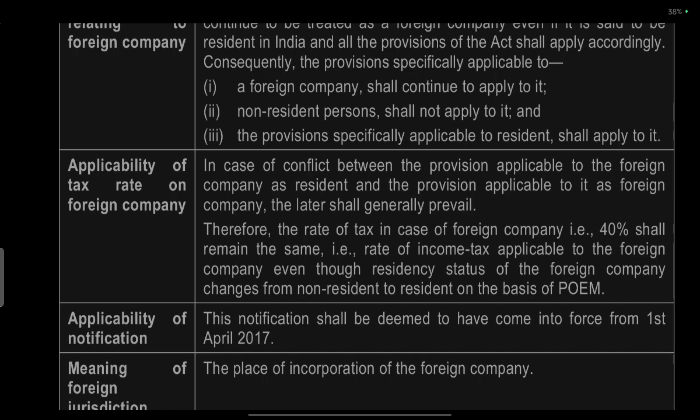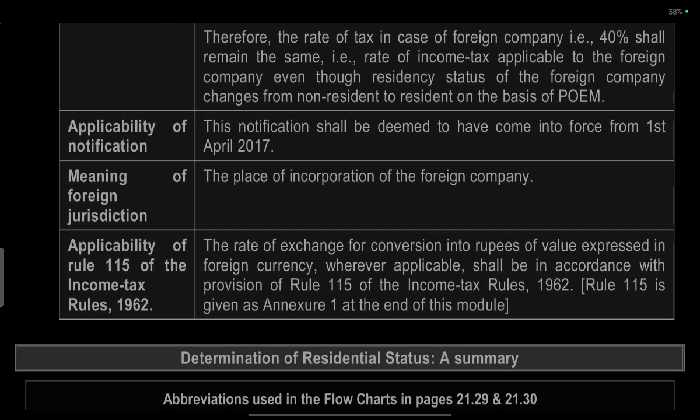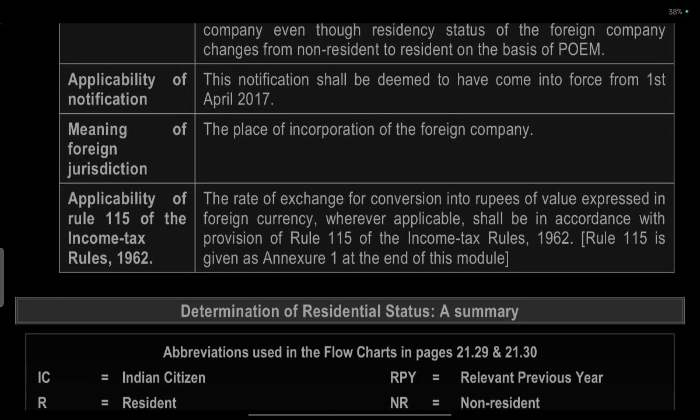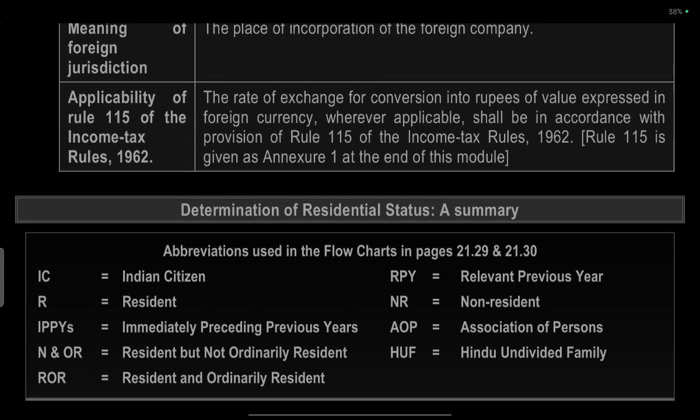Applicability of notification: the notification shall be deemed to have come into force on 1st April 2017. Meaning of foreign jurisdiction: the place of incorporation of the foreign company. Its decision is applicable to Section 115 of the Income Tax Act. The rate of exchange for conversion into rupees of the value expressed in foreign currency, where applicable, shall be in accordance with the provisions of Rule 115 of the Income Tax Rules.